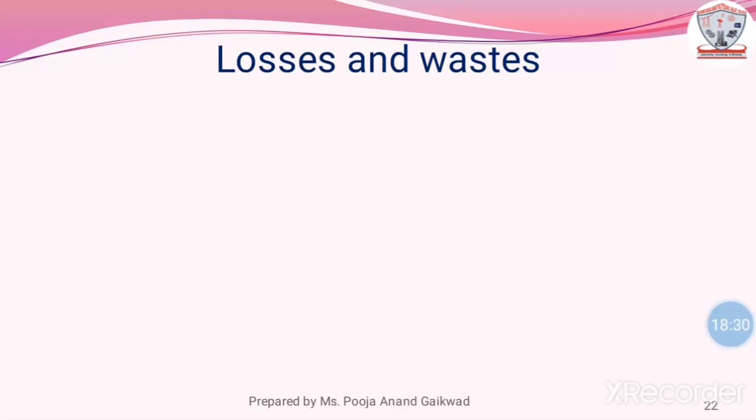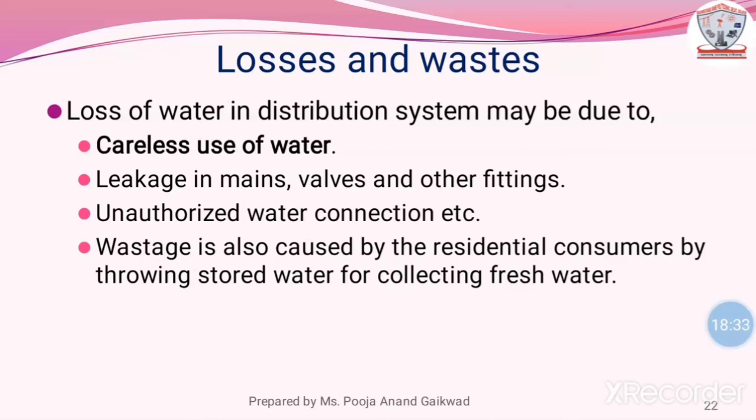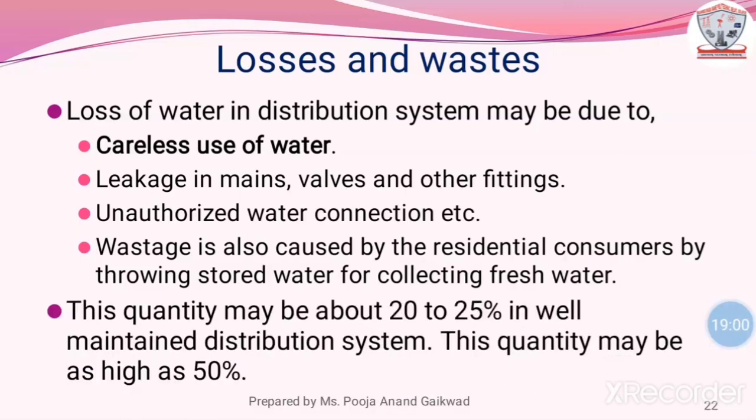Losses and wastes. Loss of water in the distribution system may be due to careless use of water, leakage in mains, valves and other fittings, unauthorized water connections, etc. Wastage is also caused by residential consumers throwing away stored water to collect fresh water. This quantity may be about 20 to 25% in a well-maintained distribution system. This quantity may be as high as 50% otherwise.